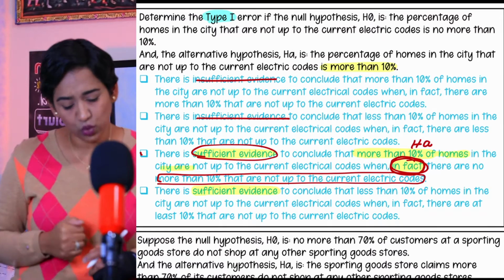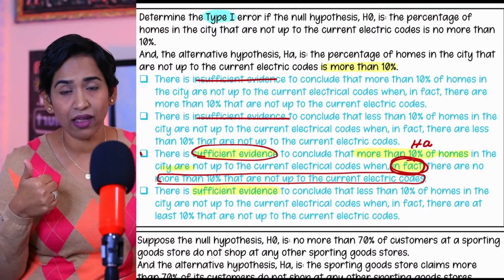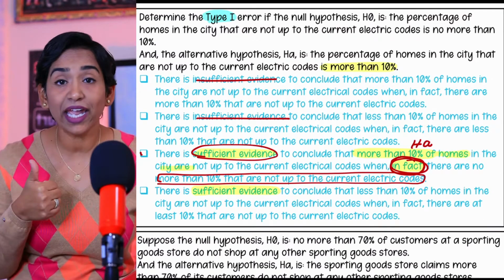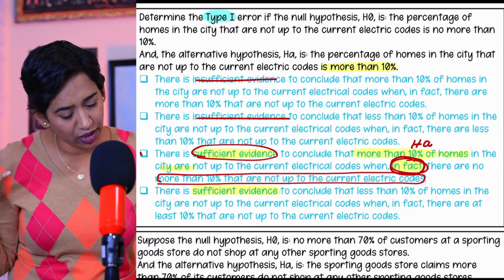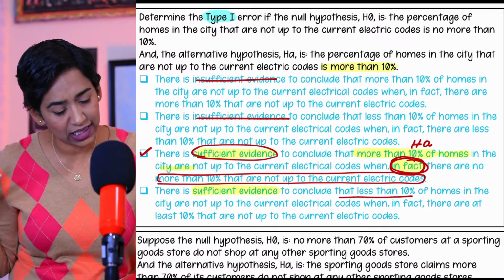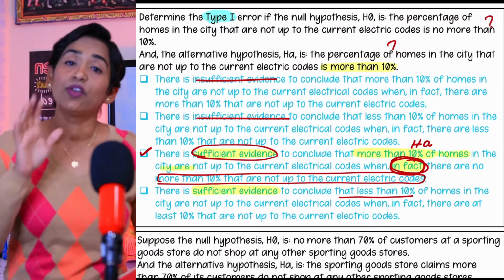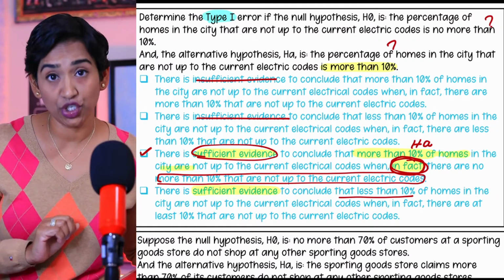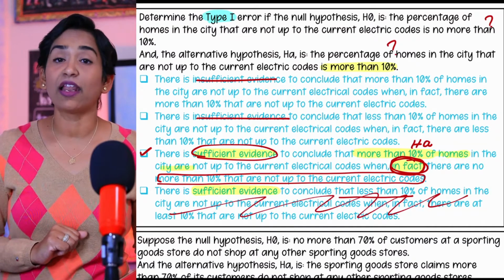Let's read the next one. There is sufficient evidence to conclude that less than. No, I'm not concluding H not. I'm concluding nothing says less than here. When I look at this word less than, what says less than? This one doesn't say less than. This one doesn't say less than. Do you see that? You always have to stick to your H not and HA. I have nothing that says less than, so this is not my option.